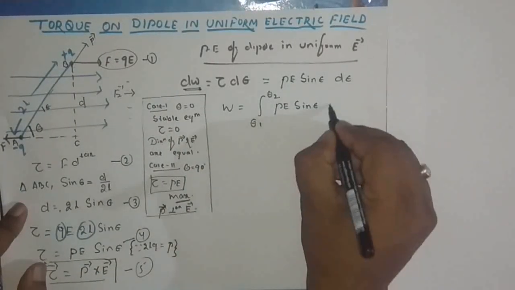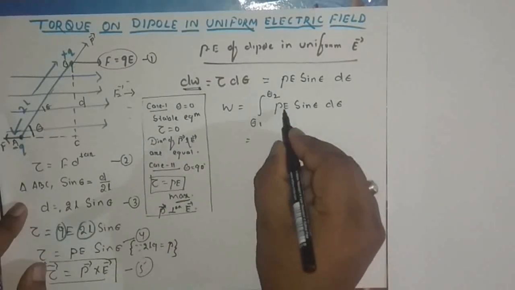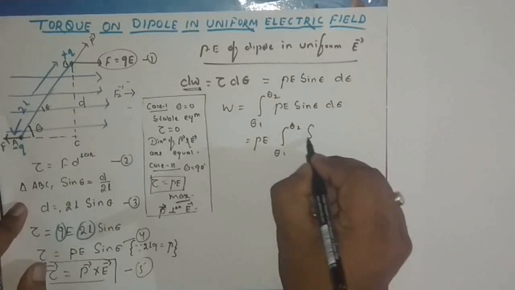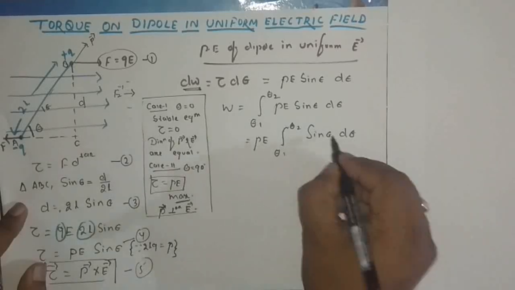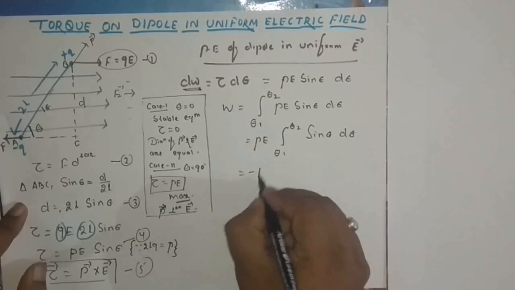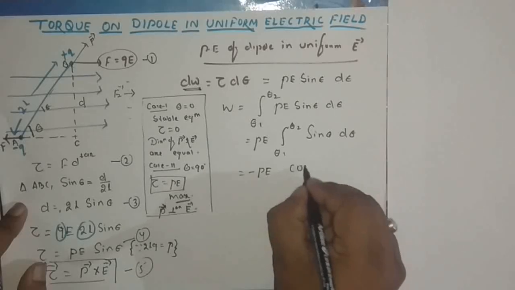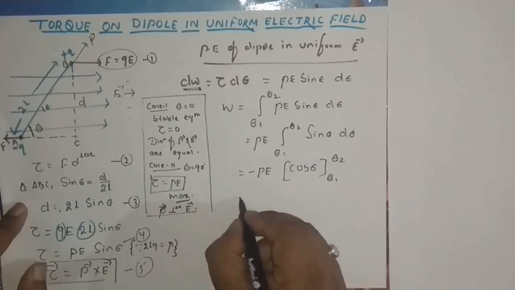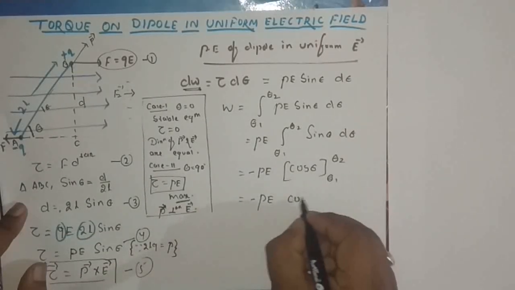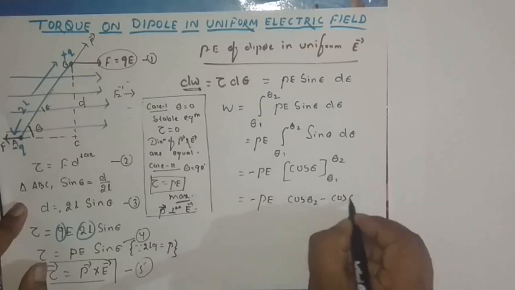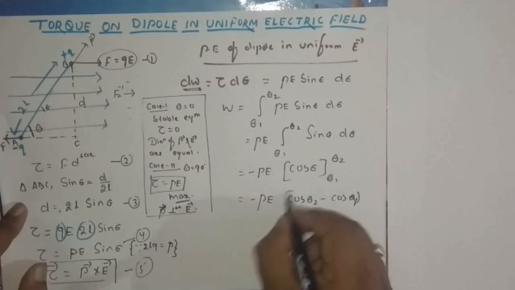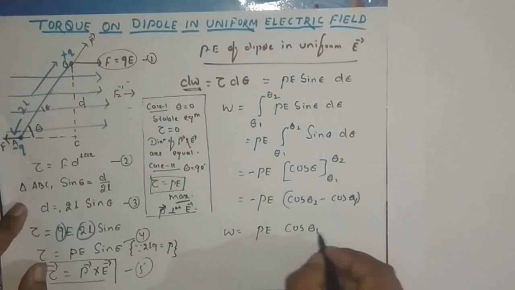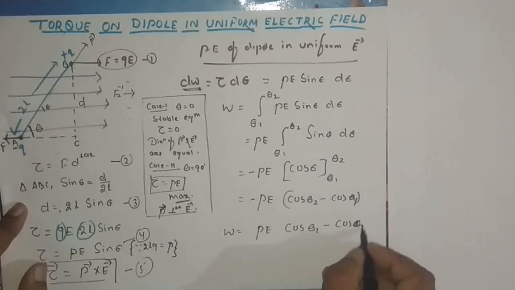PE sin theta d theta. Now the question is, P and E are constant, so I am moving them outside. So this is the integral from theta 1 to theta 2 of sin theta d theta. The integration of sin theta is minus cos theta, so I am taking the minus outside. The limit is theta 1 to theta 2. So I can now write minus PE (cos theta 2 minus cos theta 1), or I can write W equal to PE (cos theta 1 minus cos theta 2).